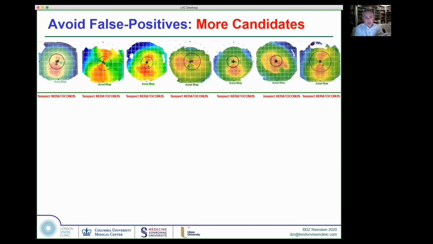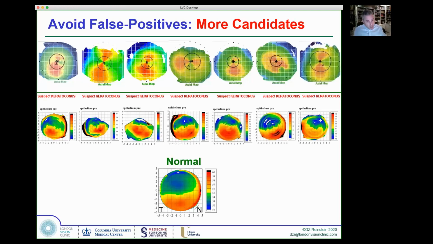You can have abnormal front surfaces which get classified by a computer algorithm as being suspect keratoconus. Very hard to do surgery on an eye where the chart has a red suspect keratoconus written on it. But if you have an epithelial thickness map, you can prove that that inferior steepening is due to thickening of the epithelium, and you can classify these as normal, and of course then have more candidates for refractive surgery.